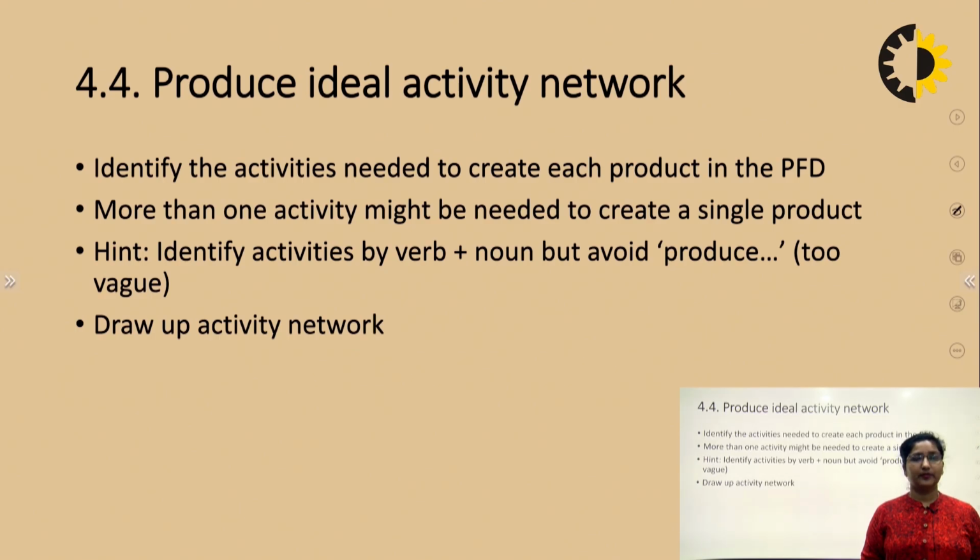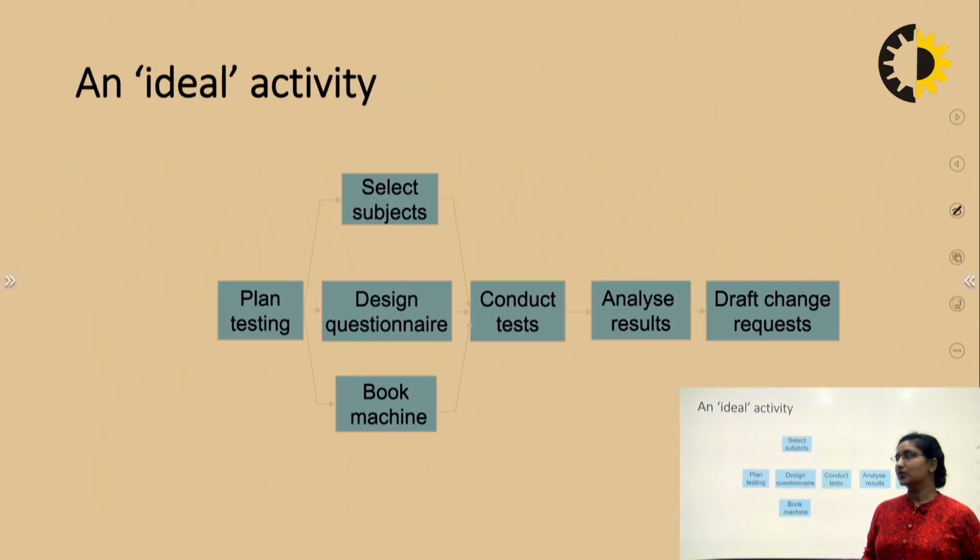Next, for the products we need to produce an ideal activity network. So we need to identify the activities which are required to create each product. More than one activity can be needed to create a single product, like we can have the verb or the noun which is in the WBS, which we have discussed in earlier lectures. So we can then create an activity network. This is an ideal activity network: testing needs to be done beforehand, and then selecting the subject, designing the questionnaire, and booking the machine can all go hand in hand. Based on this, the test will be conducted, results will be analyzed, and the changes will be taken care of.